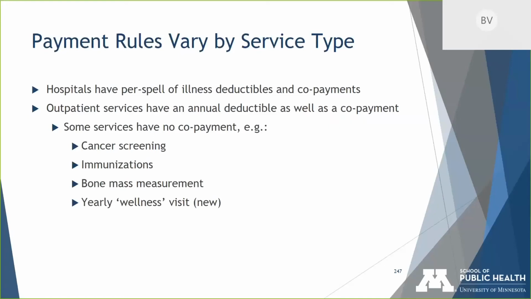Just remember that the payment rules will vary by service type. So again, hospitals have that per spell of illness deductible and copayment. Outpatient services will have just that annual deductible as well as copayments, but some services that are received outpatient don't have any copayment at all. Cancer screening, immunizations, bone mass measurement, wellness visits may not have any copayment associated with them.